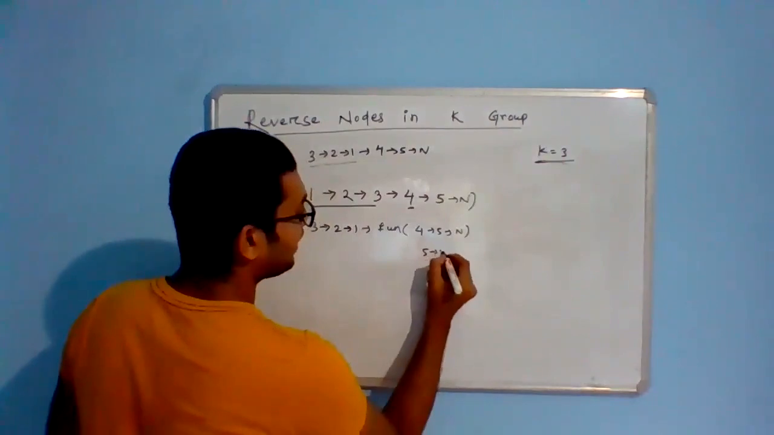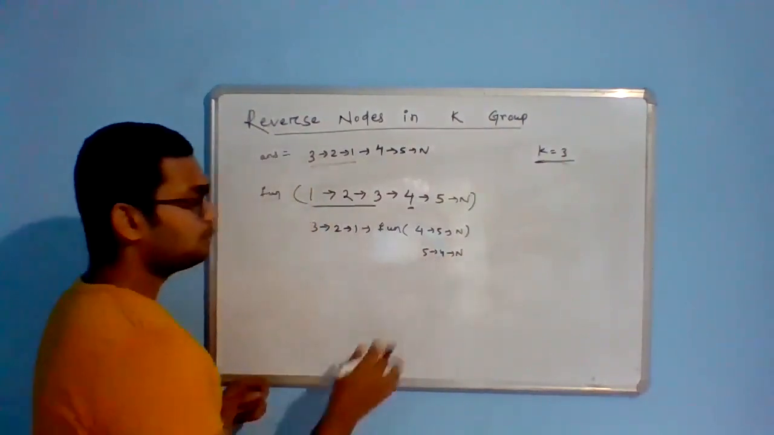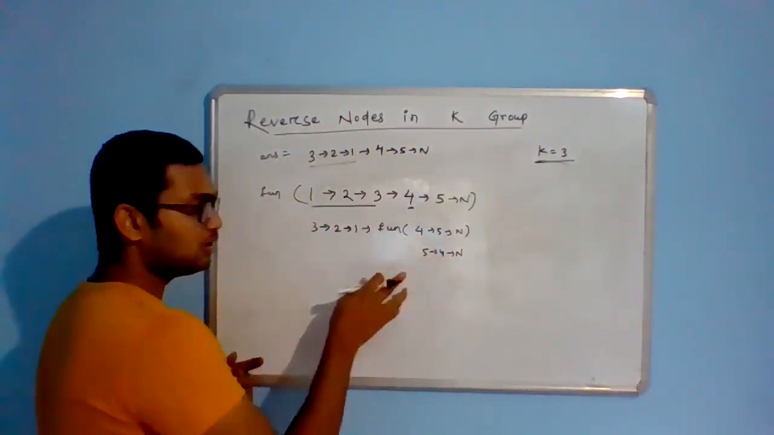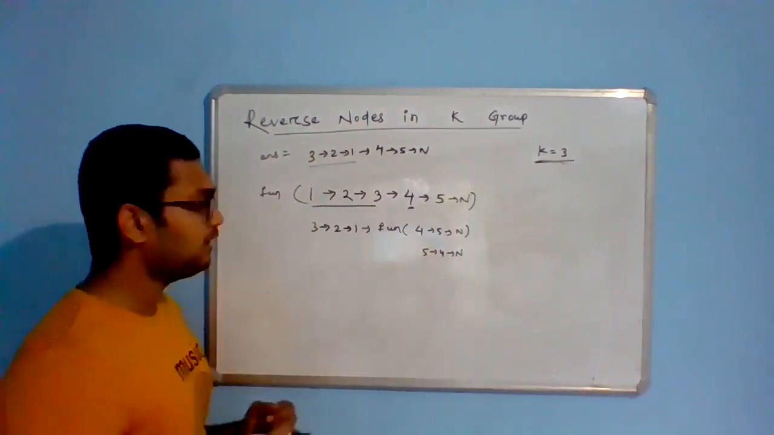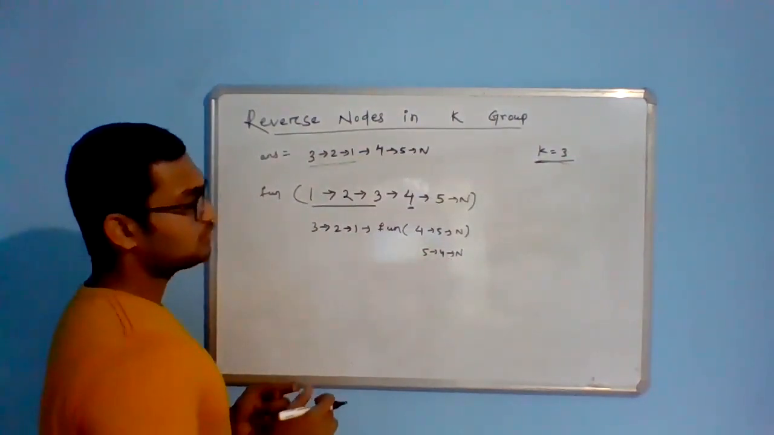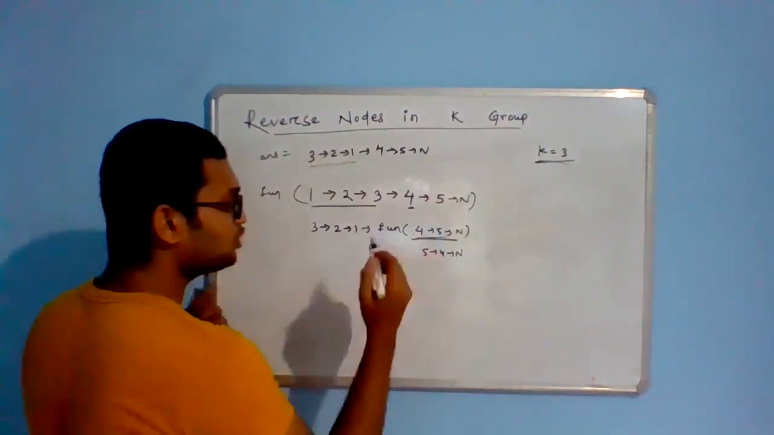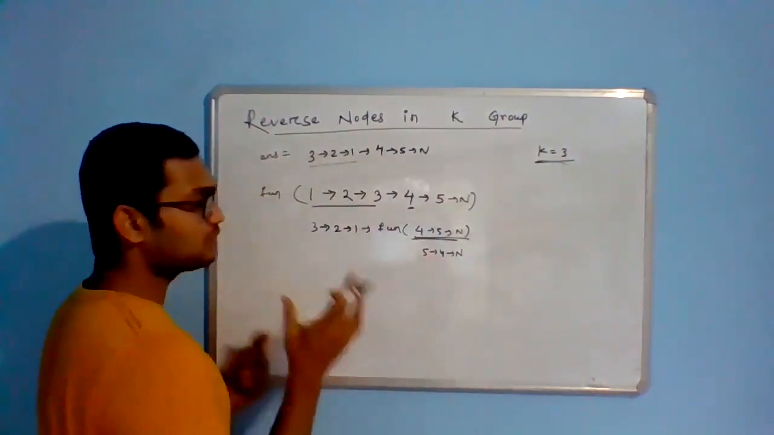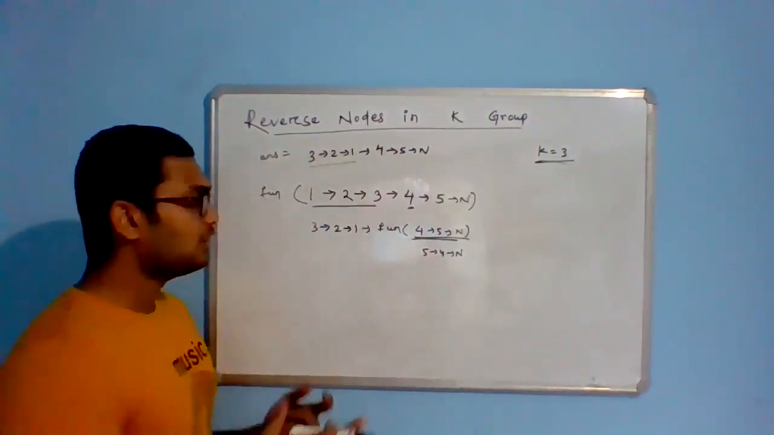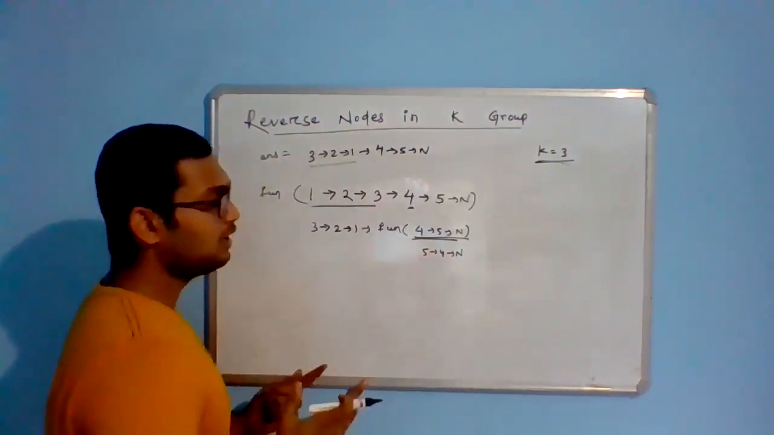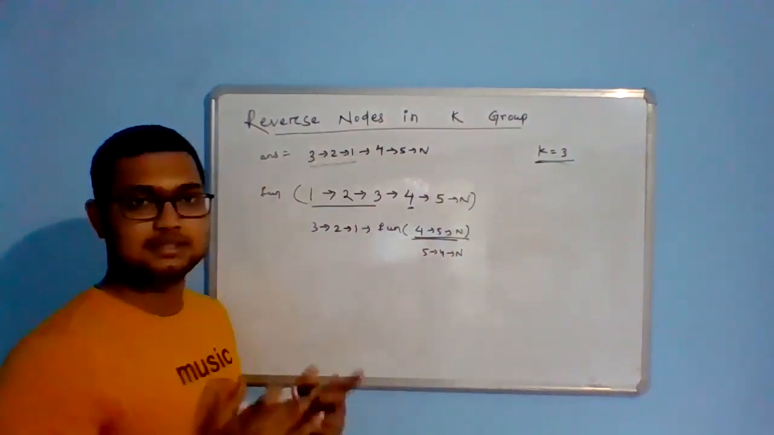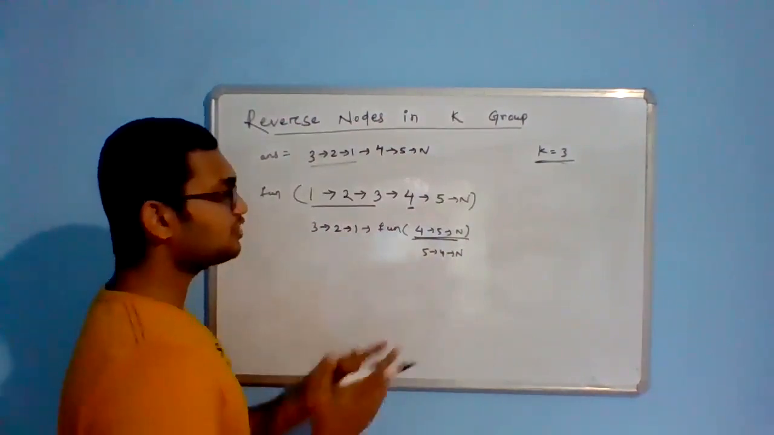Then it will look like 5, 4, then null, isn't it? But we do not want it to be reversed, right? So how can we re-reverse it to make it like this? We should make it like this, because in this question it is mentioned that whatever left out node there would be, we have to use it as it is. Okay, we should not reverse it.